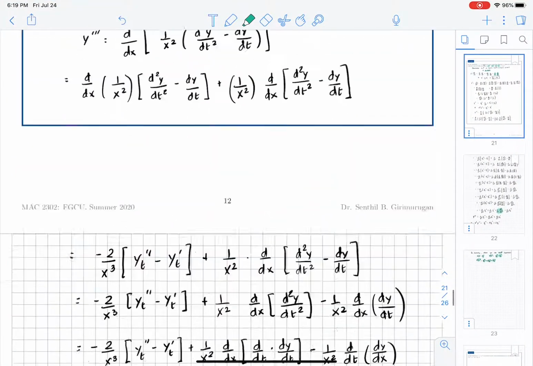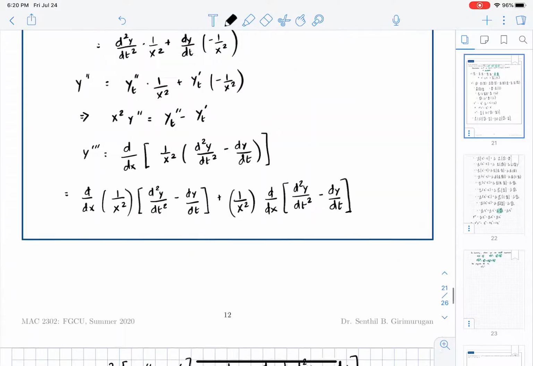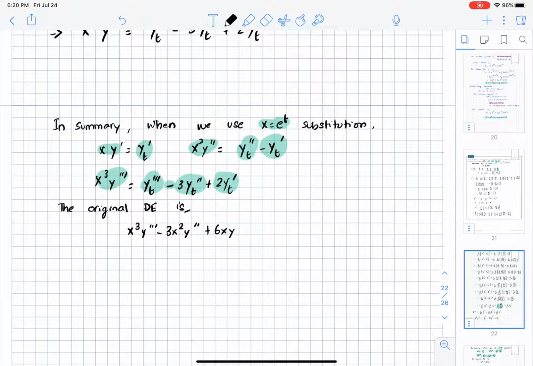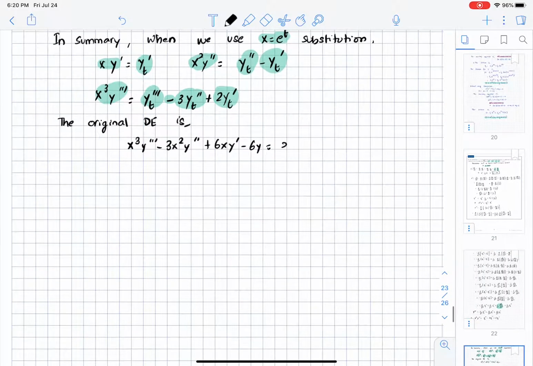So the original DE is x cubed y triple prime minus 3x squared y double prime plus 6xy prime minus 6y equals, I think it's 6y. So xy equals 3 plus ln of x cubed.